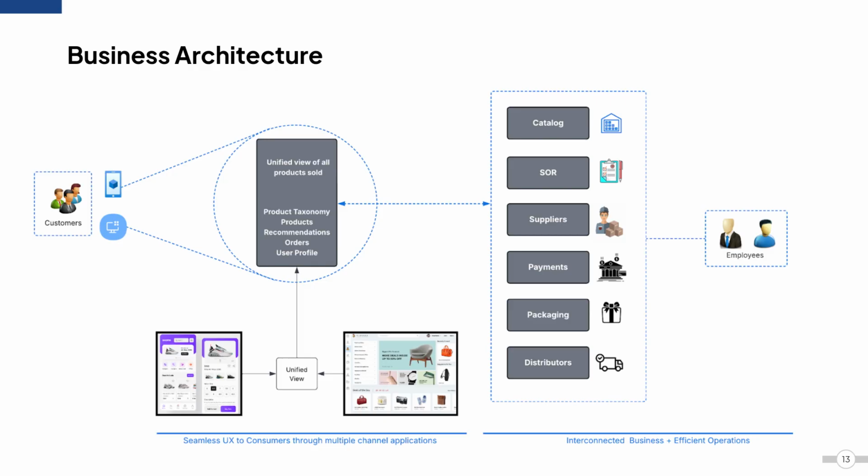In the case of an e-commerce platform, you may have a product catalog and systems of record. Suppliers may be involved in providing goods for you to sell through your e-commerce platform. And then payments need to be processed, and packaging and distribution is also an important aspect of e-commerce. So you have to have that business architecture laid out when building your enterprise integration architecture, because without understanding this, there is no point, and there will not be much value added in your integration architecture. So you need to have a clear understanding of business architecture.